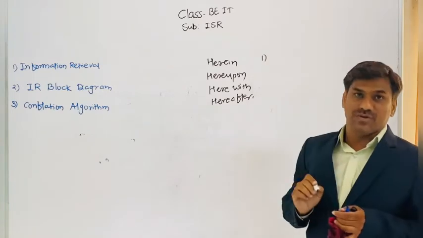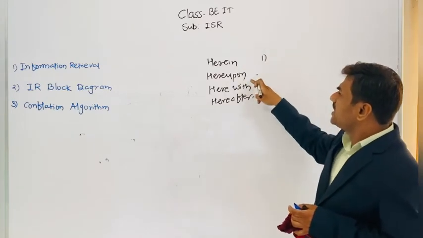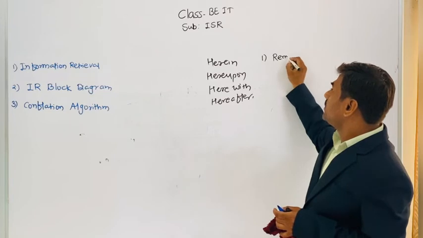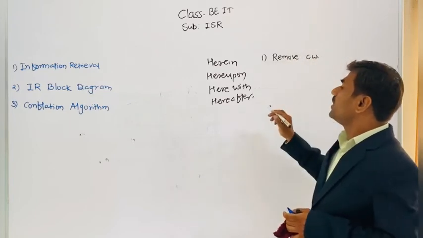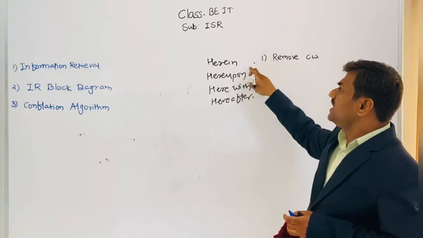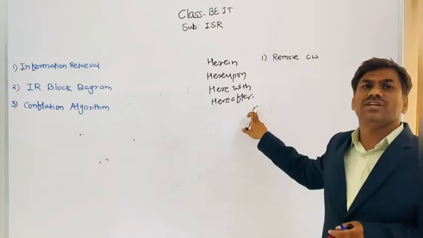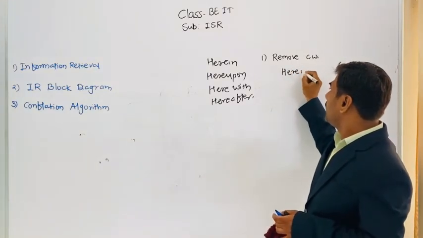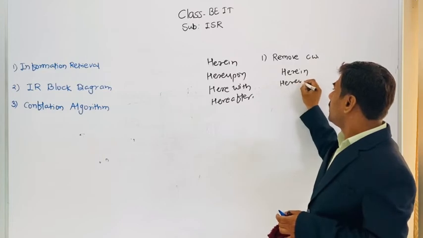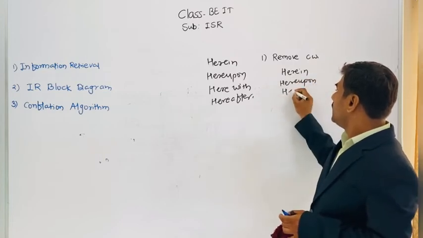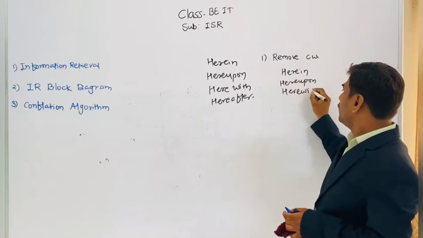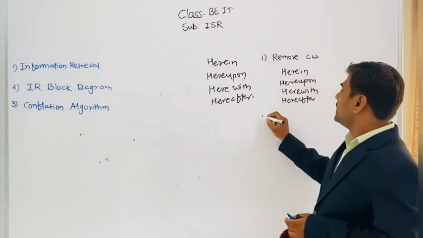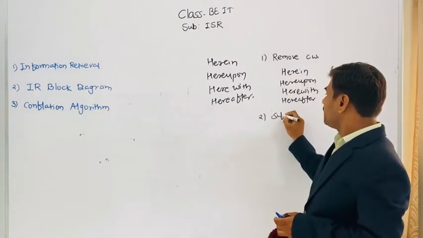First step, remove common words. Is there any common word here? Herein, hereupon, herewith, hereafter, no common word. So we can say remove common words is the first step. In the list, herein, hereupon, herewith, hereafter, there is not a single common word. So the output will be as it is: here, in, here, upon, here, with, and here, after.